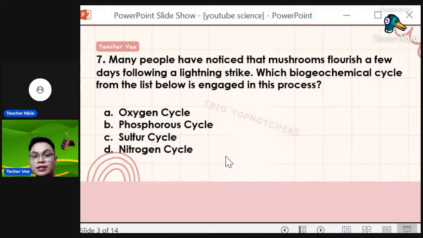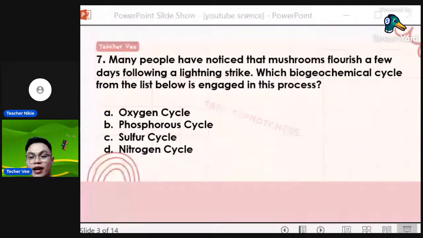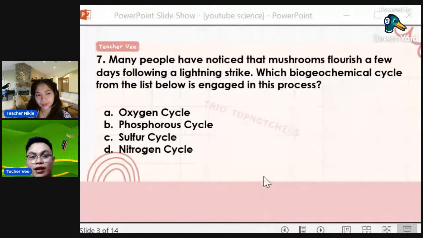Okay. And number 7. Many people have noticed that mushrooms flourish a few days following a lightning strike. Which biogeochemical cycle from the list below is engaged in this process? Ano kaya? Okay. Tingnan natin yung mga sagot-sagot ninyo. Okay, sabi letter D, may sumagot na si Raquel, Ana Altres, si Jean. D yung sinagot nila. So, tingnan natin if D talaga, no?